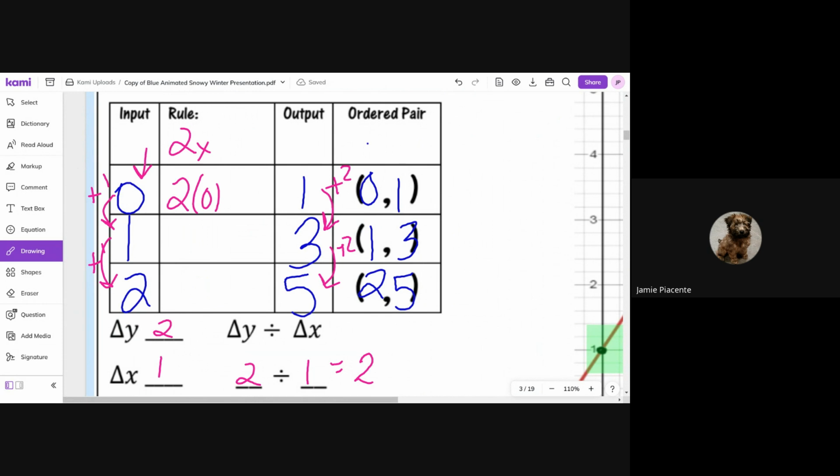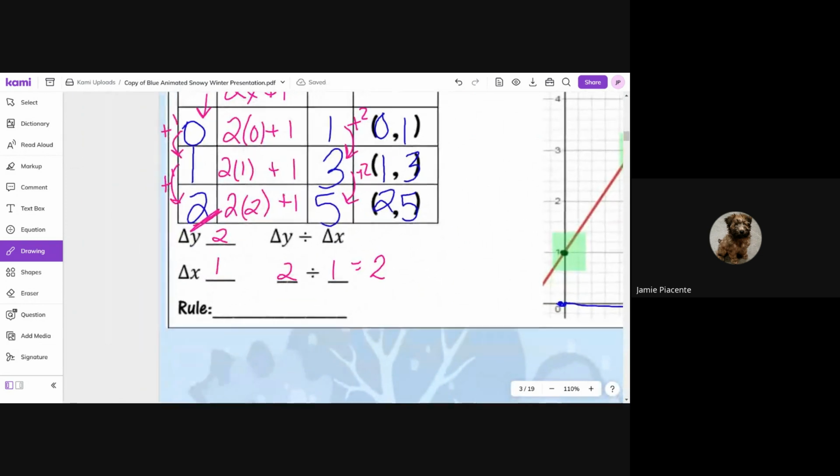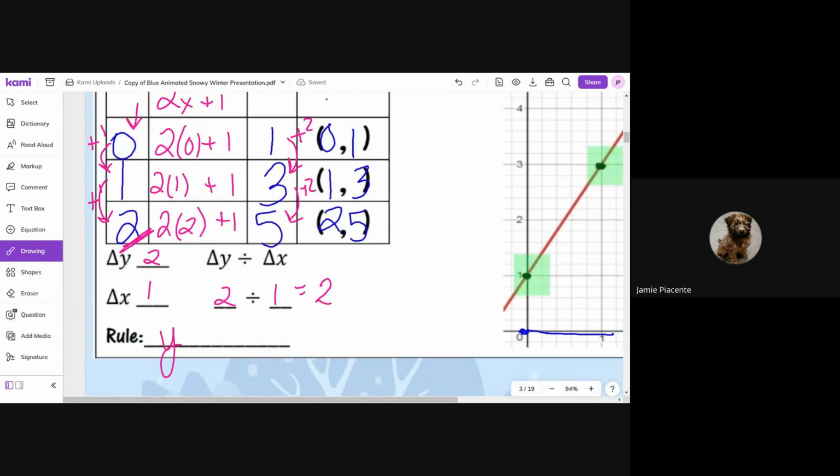How do I go from 0 to 1? I need to add 1. So this one, 2 times, I'm plugging in 1 this time. 2 times 1 is 2. How do I get to 3? I add 1. 2 times, I'm plugging in 2 this time. We're always substituting in my input value. We got to input that number. 2 times 2 is 4, plus 1 is 5. So my rule here is y equals 2x plus 1.